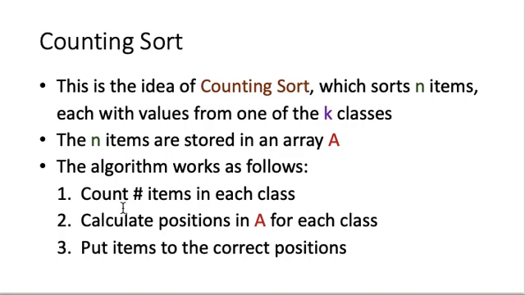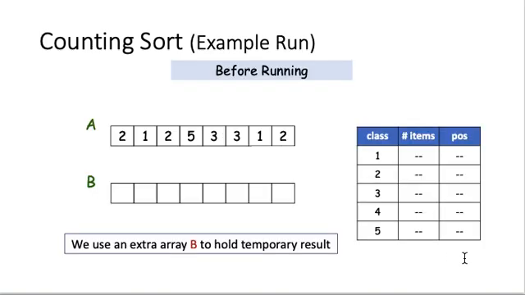So to count. After that, we will assume that in the final result, A will be storing the sorted n items. So in that case, we will calculate the positions in A for each class when the items are being sorted. And finally, we will put the items to the correct positions in A. So let's see an example run.